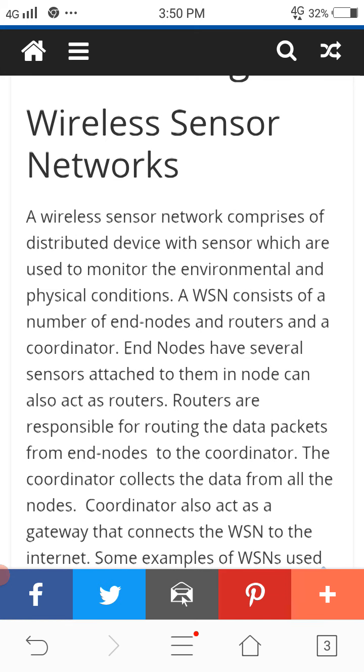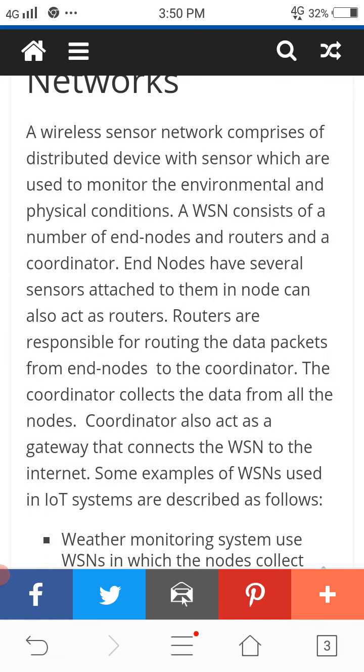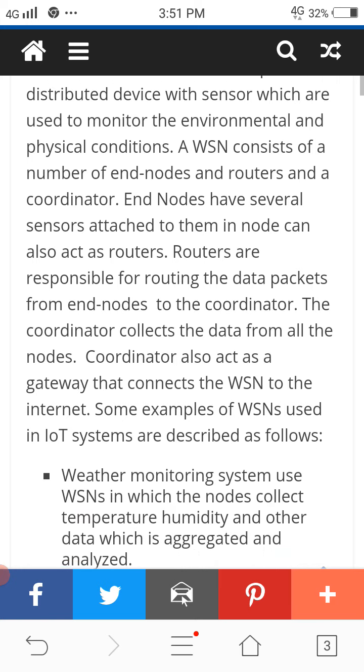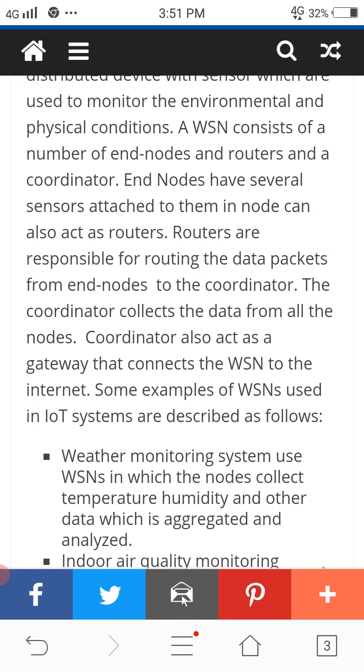An end node can also act as a router. Routers are responsible for routing the data packets from end nodes to the coordinator. The coordinator collects the data from all the nodes. The coordinator also acts as a gateway that connects the wireless sensor network to the internet.